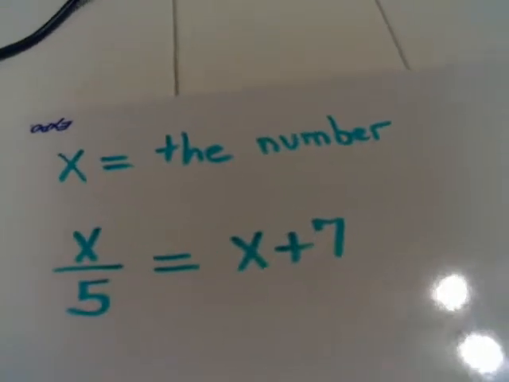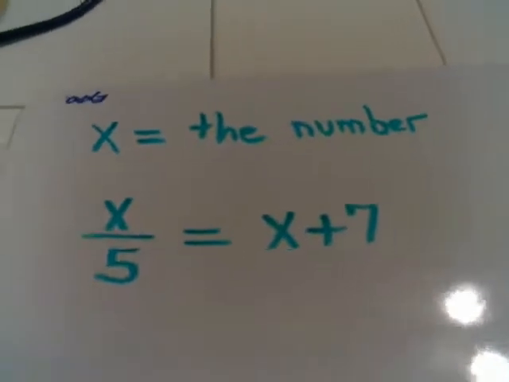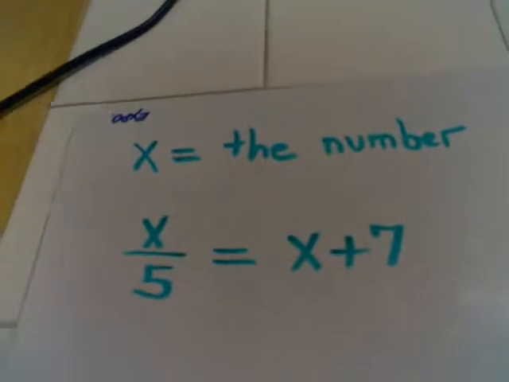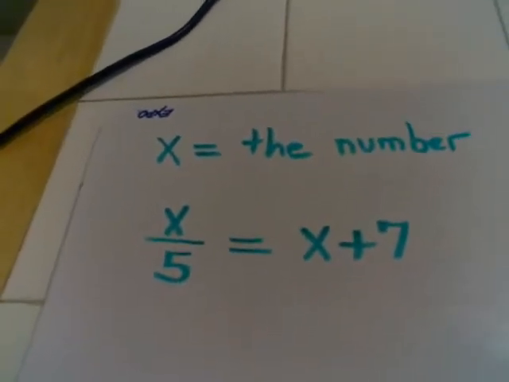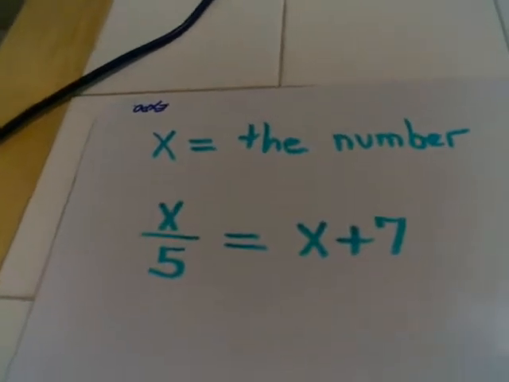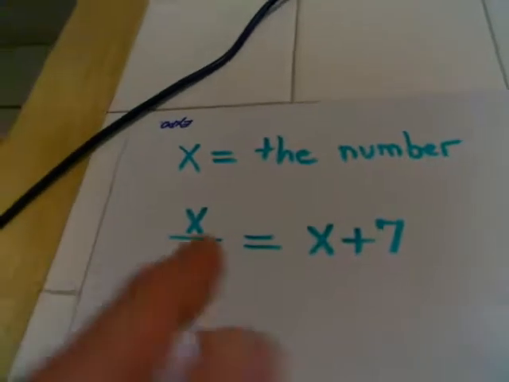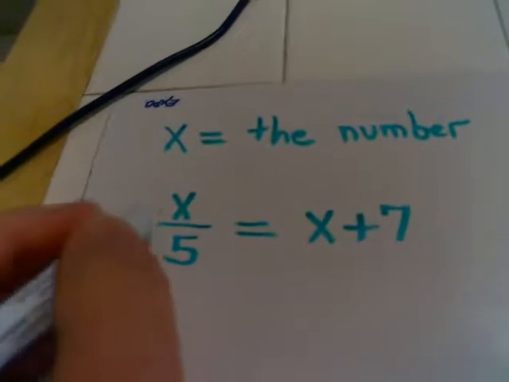x plus 7. Now, since we're asked to find the number, we want to solve that equation for x. What I teach my students, whenever you're solving an equation and there are fractions involved, is to get rid of the fractions up front. So we're going to multiply through by the LCD, and in this case you can see that the LCD is the number 5.